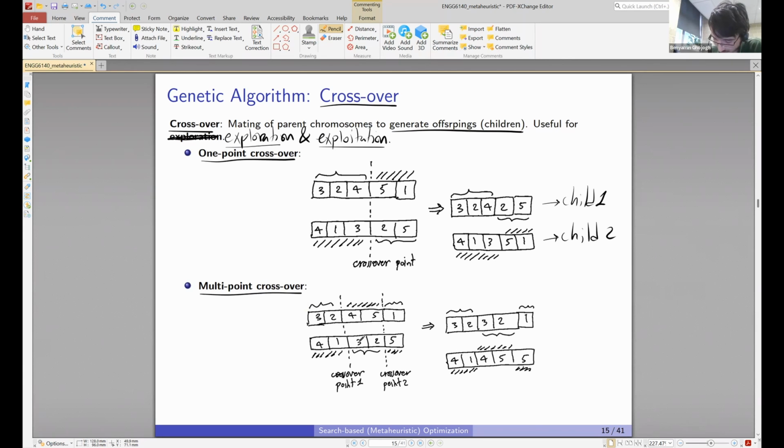We can also have multi-point crossover. We have the 2 parents. We have 2 crossover points, or several crossover points, whatever. And then we take, for example, the first part of the first parent, the second part of the second parent, the third part of the first parent to make child 1. We can also have child 2, which is the other way around. The first part of parent 2, the second part of parent 1, the third part of parent 2 can give us child 2. This is child 1, and this can give us child 2, right?